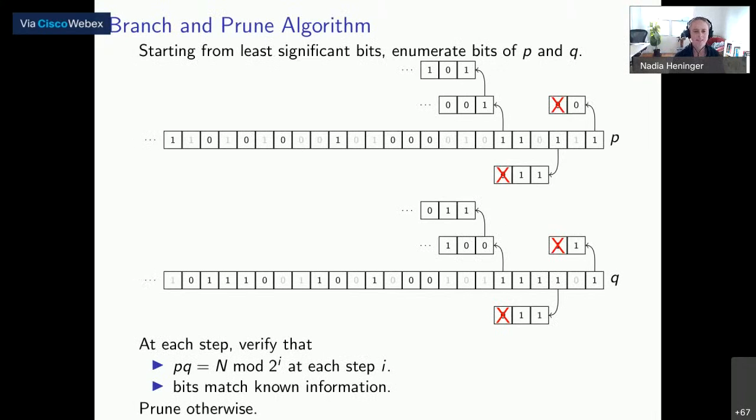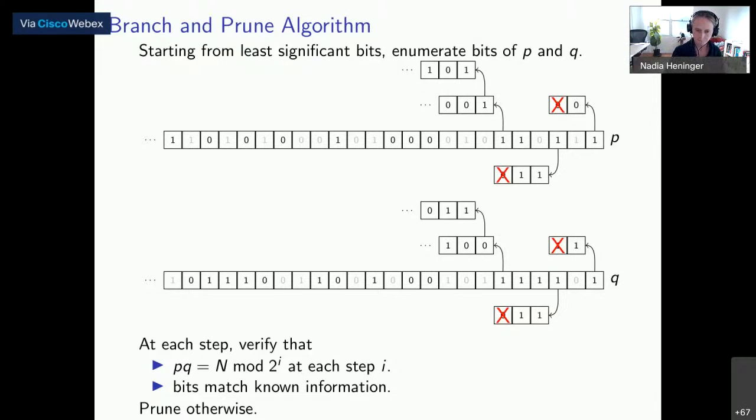So the algorithm itself is essentially, as I said, you start at the least significant bits and you enumerate the unknown bits of P and Q. You have bits that you know and bits that you don't know. Every time you don't know a bit, you branch in this tree. You have a solution up to mod 2 to the i, if you have i bits that you've guessed. At each step, you can verify the piece of information that you know, which is that P times Q should equal N mod 2 to the i. And then you can also verify that the bits match the known information that you have on the key. If either of these conditions fails, you prune.